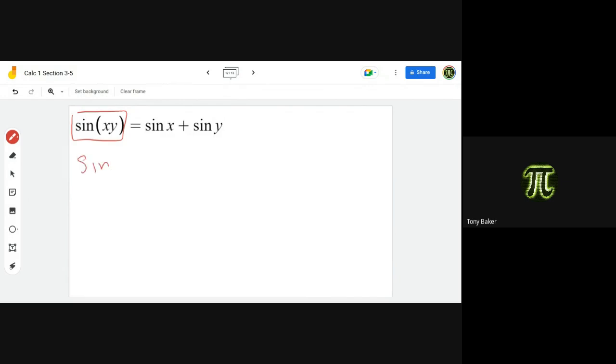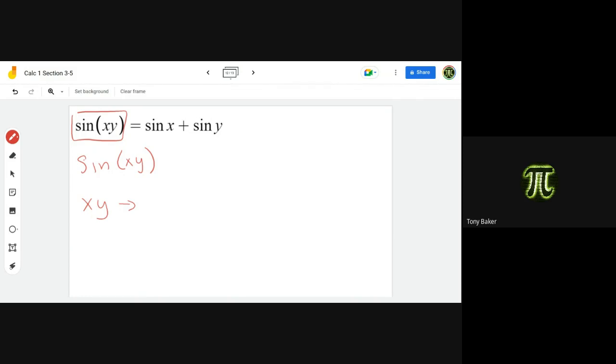So I've got sine xy. So I have to do the chain rule, correct? Okay. So what's the derivative of xy? Well, this is a product, right? X times y is a product, correct?